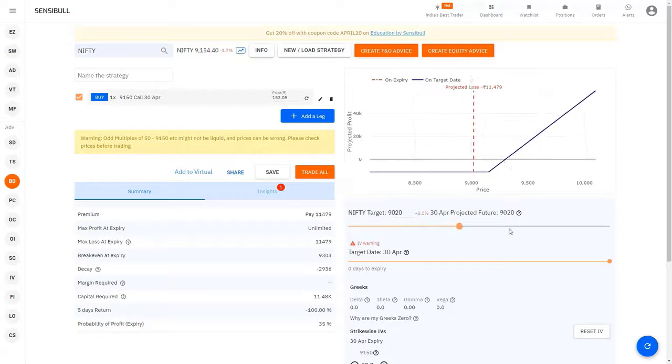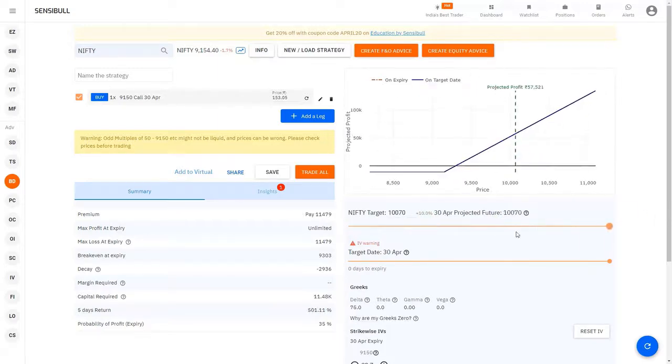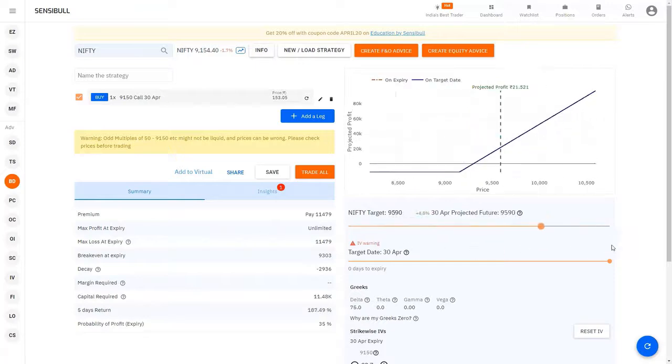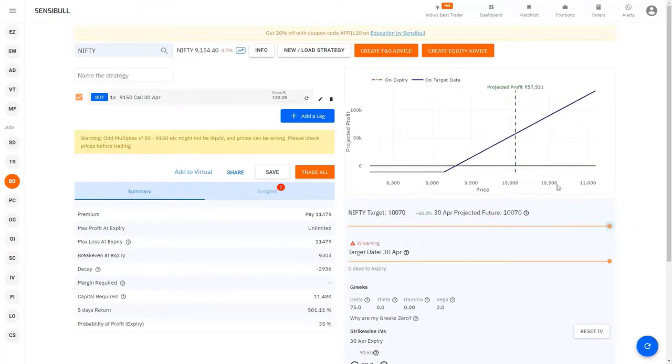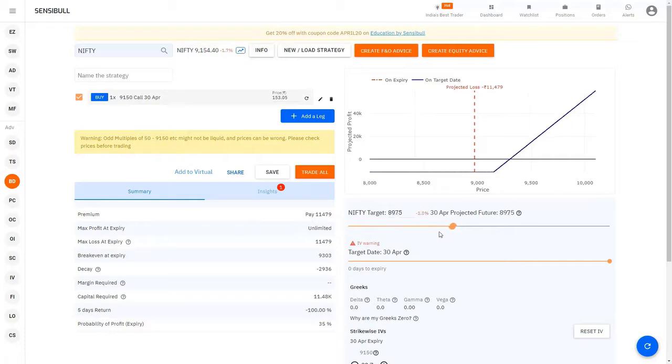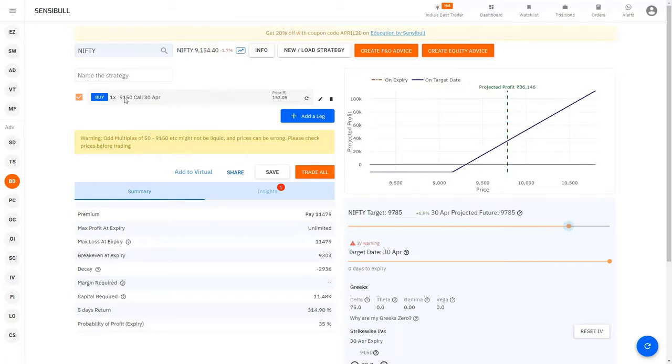See, stock price goes down, option price goes down and you make losses. Stock price goes up, option price goes up and you make profits. So this profit happens to you because the option price goes up, right? So 9150 is currently trading at 153 rupees. If it goes up, the option price will also go up. Why? Because it is giving you profit, so it has to trade higher.